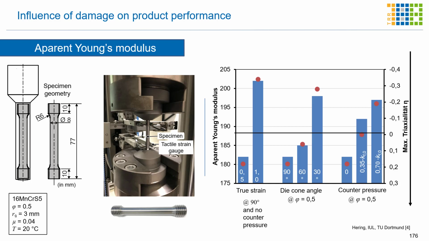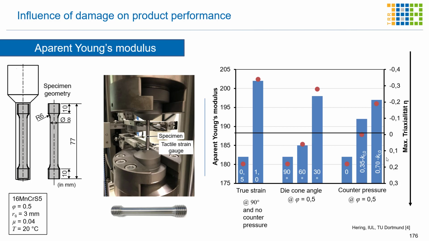In the previous slides, we only considered the extrusion strain and the die cone angle or shoulder opening angle, but an additional process parameter is also the counter pressure, which has not been introduced yet. But with the counter pressure, we can also control the damage without affecting the strain hardening as well as the residual stresses. Beginning with these three bars, by applying a counter pressure, we can decrease the maximum triaxiality as shown here with the red dot. And this directly corresponds with an increase in the apparent Young's modulus.